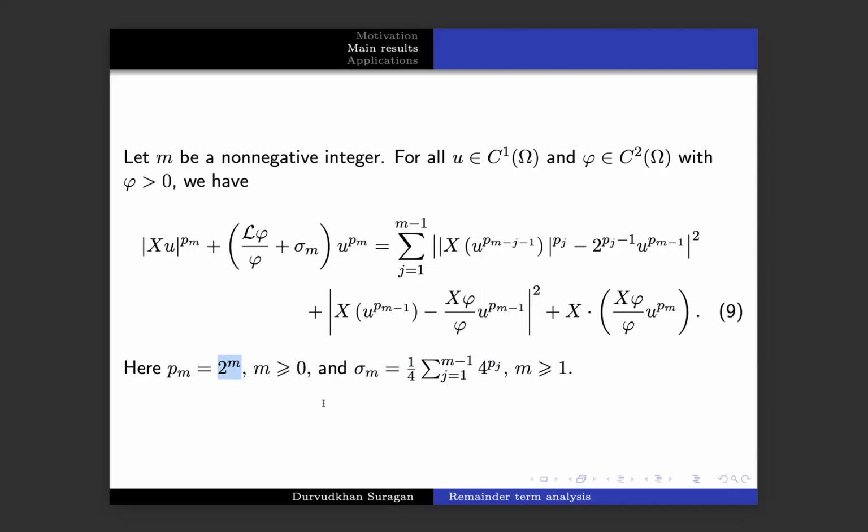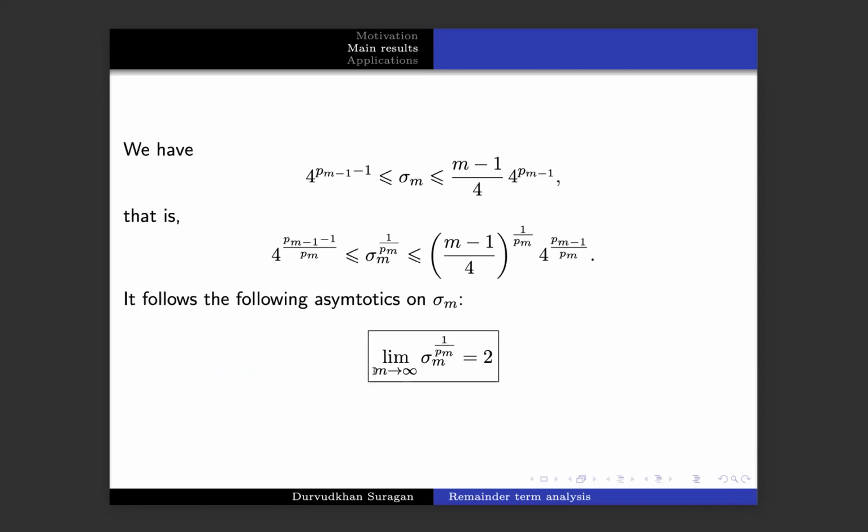So how about this number? If we analyze this number, then first of all, we have a nice estimate for this number from the right and from the left.